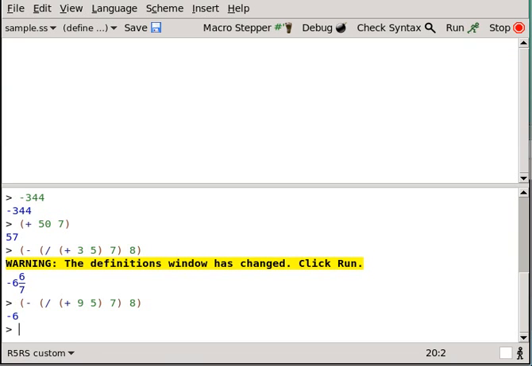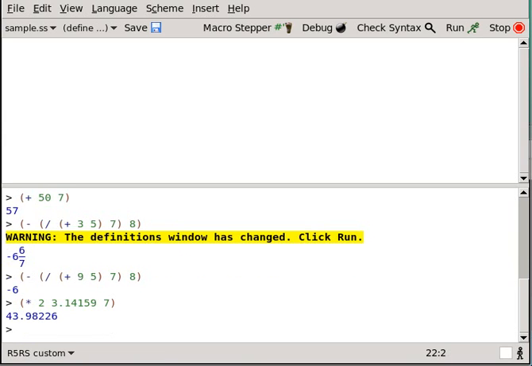Oh yes, how about some variables? What about if you want to do pi? You want to check the circumference of something, so you multiply 2 times pi, 3.14159. And then your radius. Let's say your radius is like 7. Okay, and there we go.